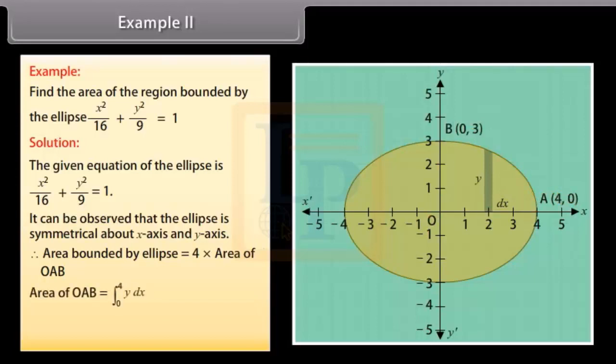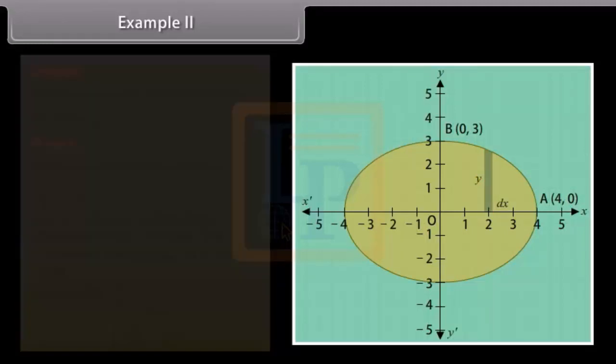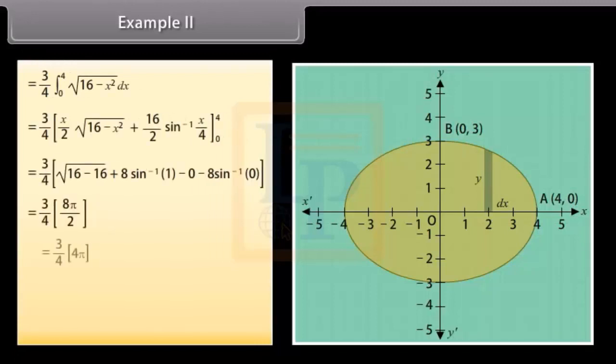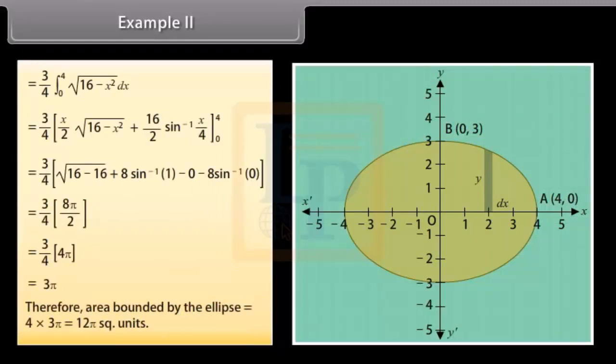Area of OAB equals integral from 0 to 4 of y with respect to x. By solving it, we get area of OAB equals 3 pi. Therefore, area bound by the ellipse is equal to 4 into 3 pi equals 12 pi square units.